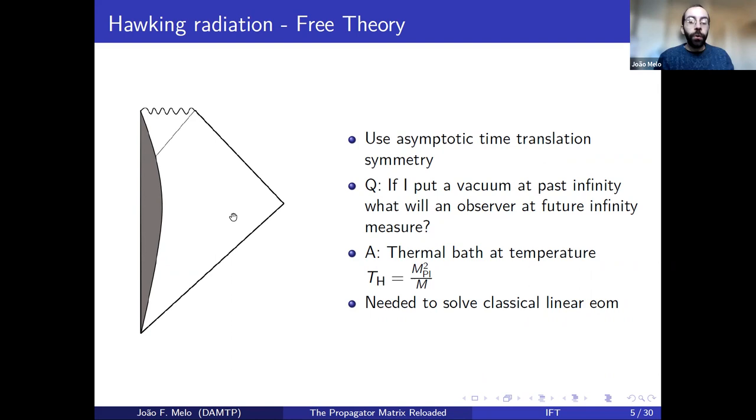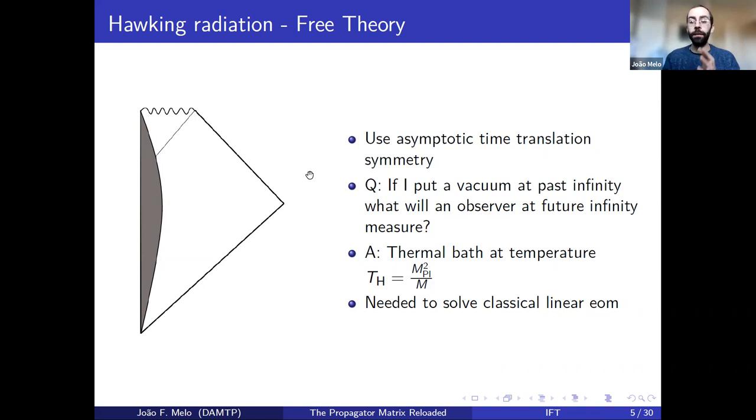So here at past infinity and at future infinity, I can get away with the usual flat spacetime using time translation symmetry to get me a good definition of particles, despite the fact that in the middle there is a lot of dynamical things happening. What might happen is that the definition of particles at future and past be very different, because in the middle we had some dynamical matter collapsing. So his question was, what happens if I put no particles in the past? What do I measure in the future?